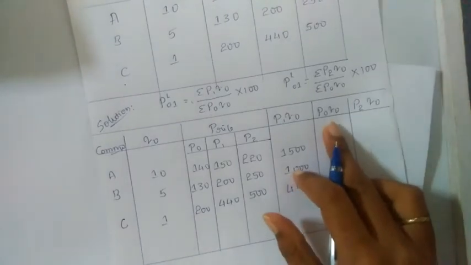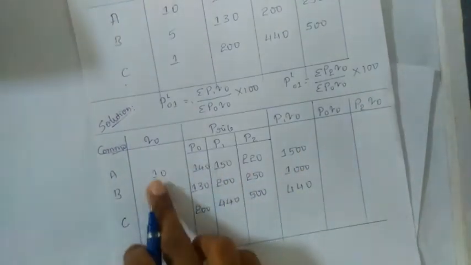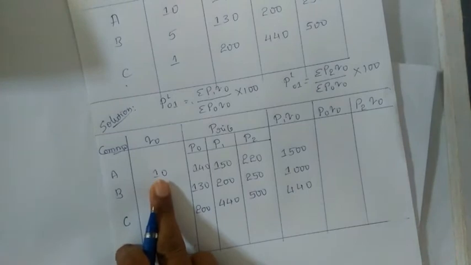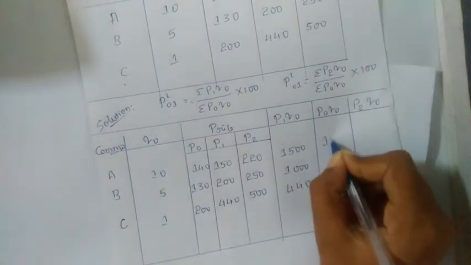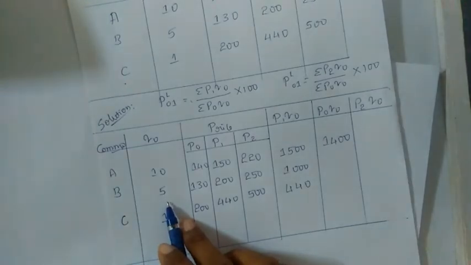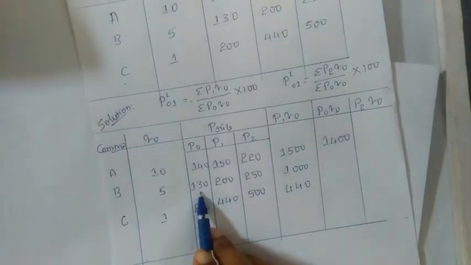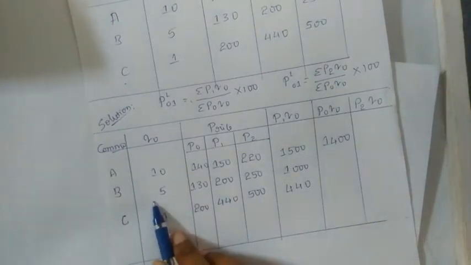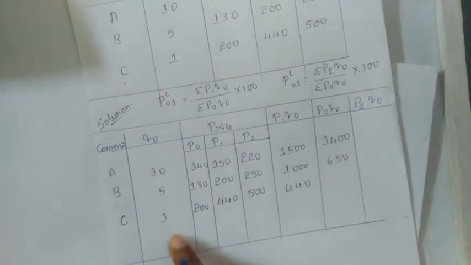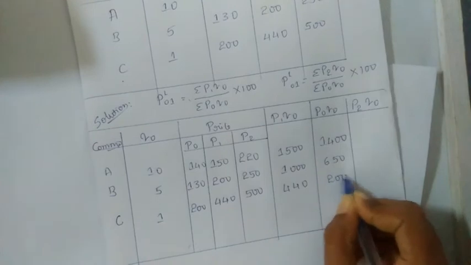Next, P naught Q naught. So P naught value into Q naught value, 140 into 10. So 140 into 10 is 1400. Next, P naught 130 into 5, that is 650. Next, 200 into 1, 200.